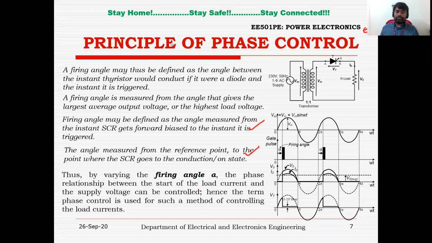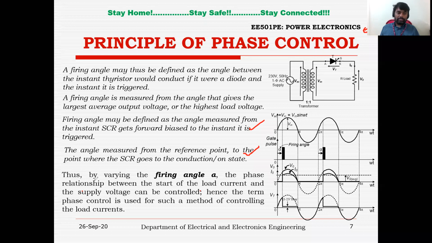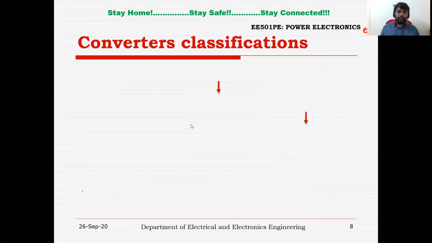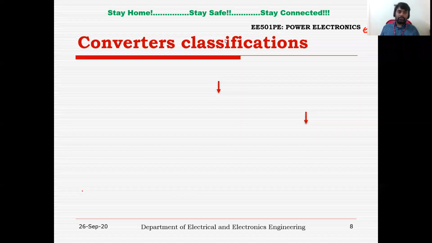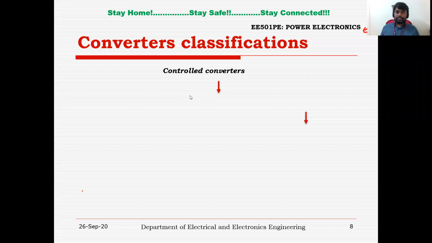So by using this firing angle, you can see that by varying the firing angle alpha, the phase relationship between the start of the load current and the supply voltage can be controlled. Hence the term phase control is used for such a method of controlling the load current. So we are controlling the phase relationship between the load current and the supply voltage, so it is called a phase control rectifier. Now I am going to give the classification of this converter.